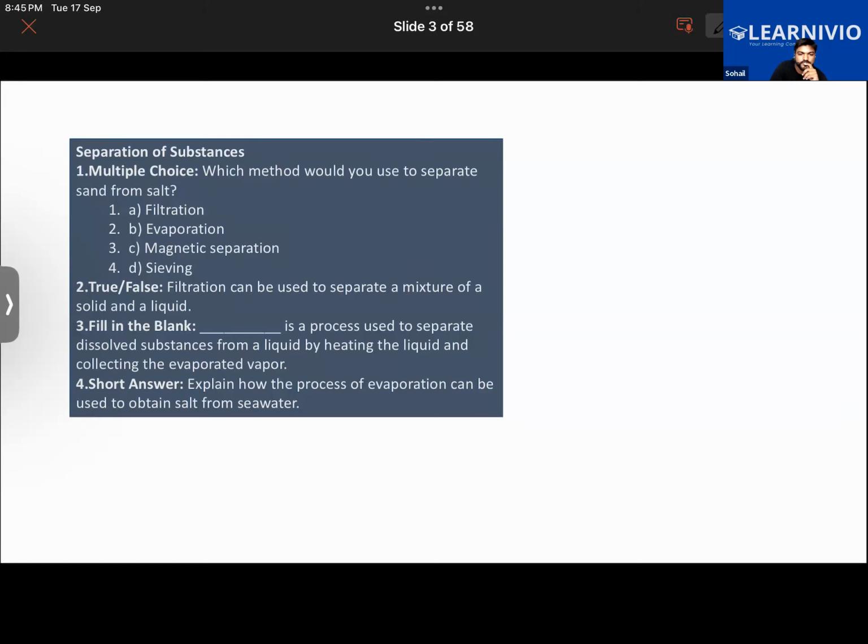Okay, Khadija, to you. Yes, Khadija, sir, I'm waiting. Yeah, same answer. No, explain it in your own words. Explain how via evaporation you will be obtaining salt from seawater. How will you be writing this if it comes in the exam? You have to explain it in your own words. You have to choose your own words. Yes, Khadija.